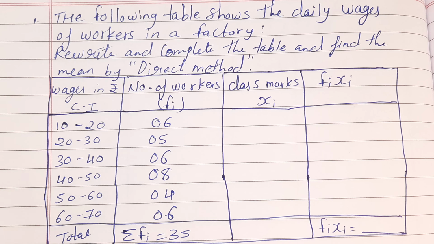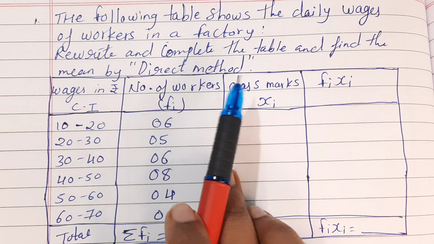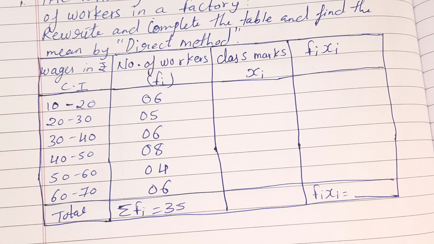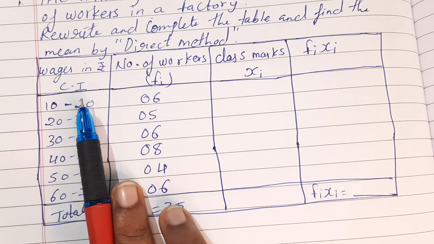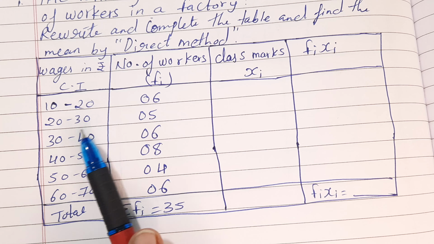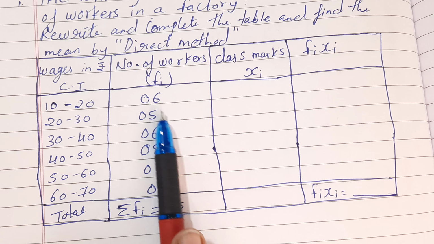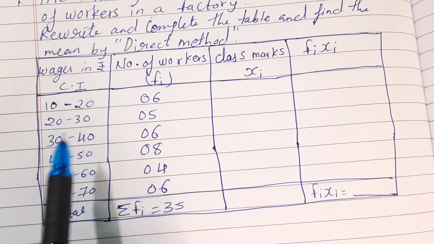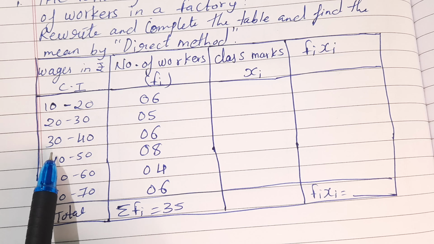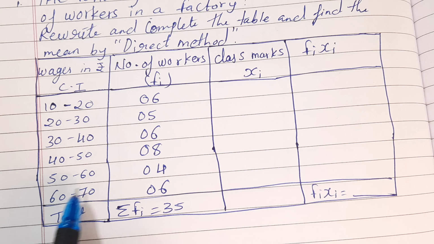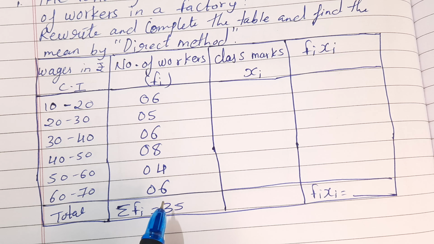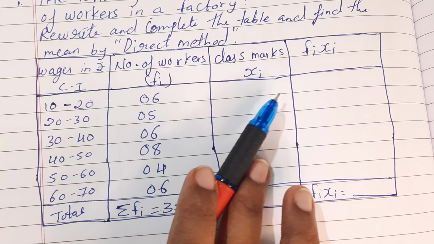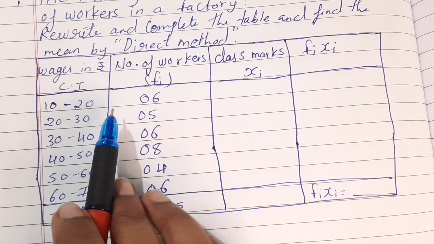I hope you all have written the question till here. We have to find the mean by direct method. So let us fill this first. Here the wages in rupees is given, that is class interval, and here the number of workers, fi, the frequencies are given. The class intervals are 10 to 20, 20 to 30, 30 to 40, 40 to 50, 50 to 60, 60 to 70, and the frequencies are 6, 5, 6, 8, 4, 6, and 35 is given over here as the total.